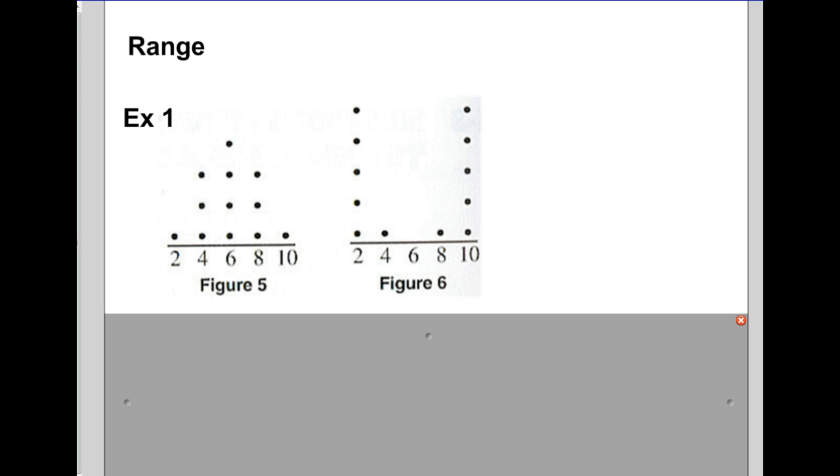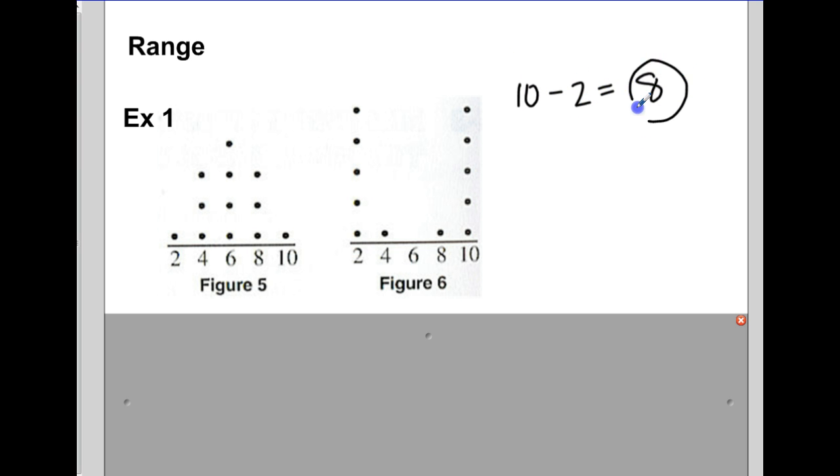Okay? Let's look at these two classes, these two sets of data. In each case, the mean is 6. It's 6 in each case. But the classes are quite different. If I asked you to find the range of the data, you'd simply take the largest number, 10, subtract the smallest, 2, and you'd get 8.